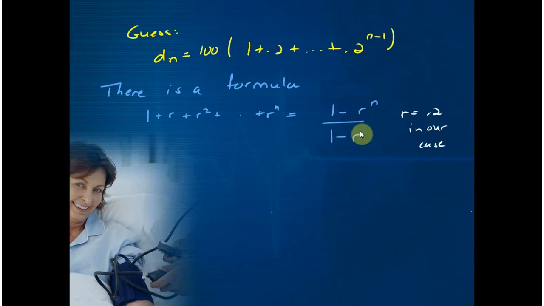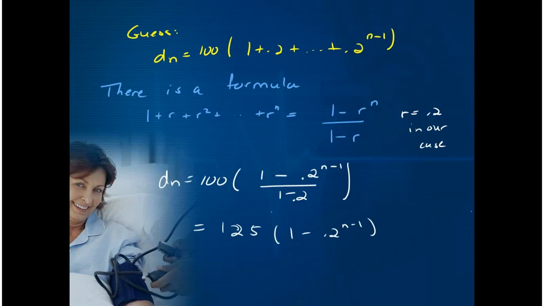So I have this formula here, 1 minus r to the n over 1 minus r. In my case, r is 0.2. So I would substitute that 0.2 in, and I get that Dn is 125 times 1 minus 0.2 to the n minus 1. Why do I have an n minus 1 here? Well, that's because my last term ended at n minus 1, not n. So this n over here should really be replaced with n minus 1, because I didn't end with the value n, I ended up with n minus 1.